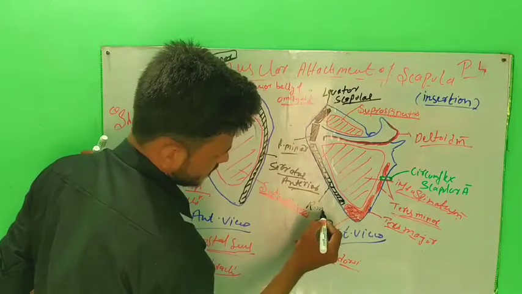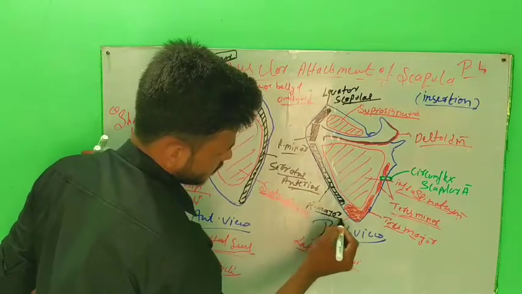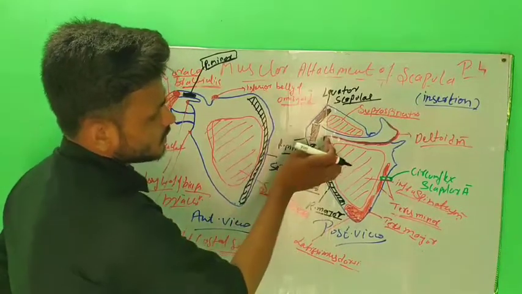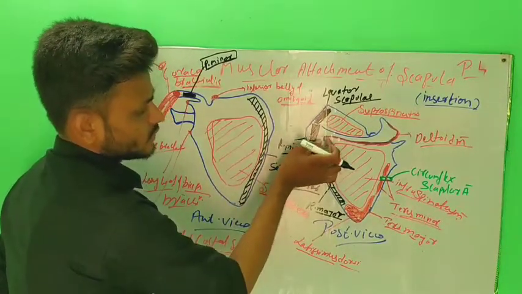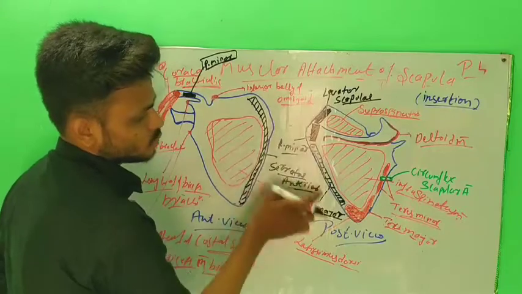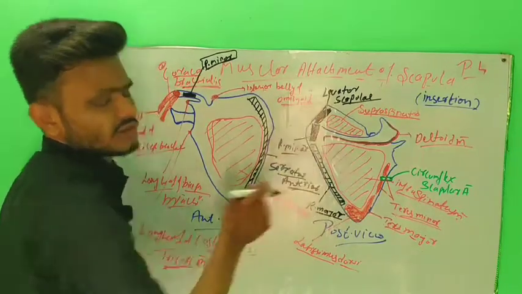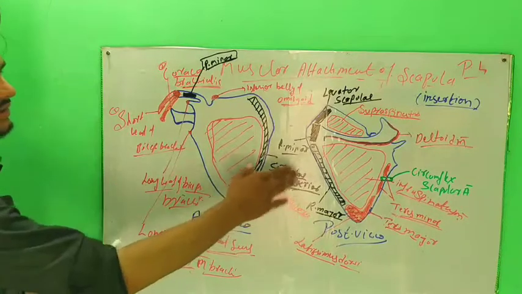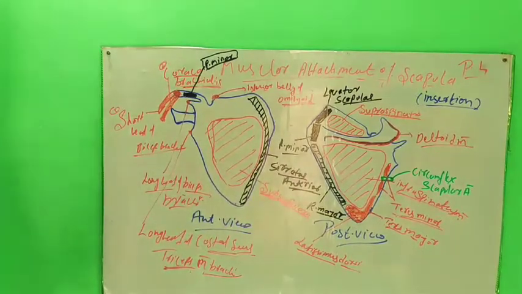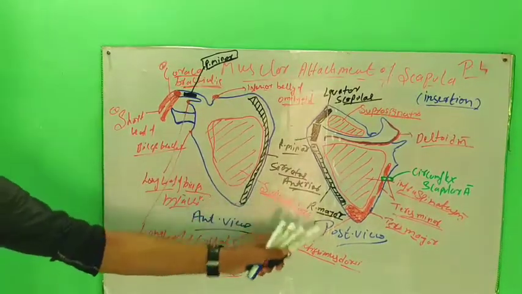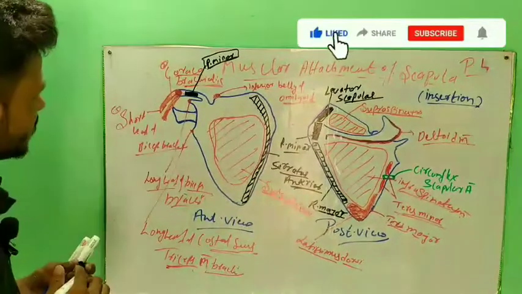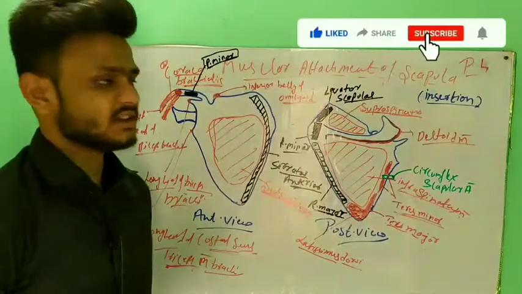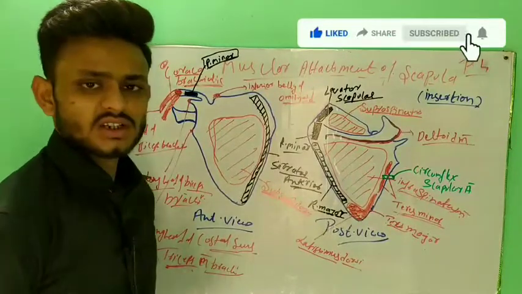rhomboideus major. This is rhomboid major. Rhomboid major is inserted from the lower end of the root of the spine of scapula to the inferior angle on the dorsal surface of the scapula. This is the rhomboideus major. So this is all about the origin and insertion of the muscle.